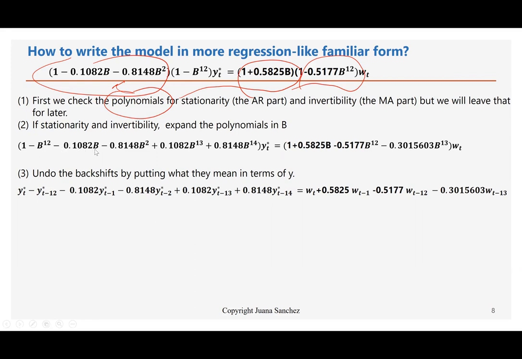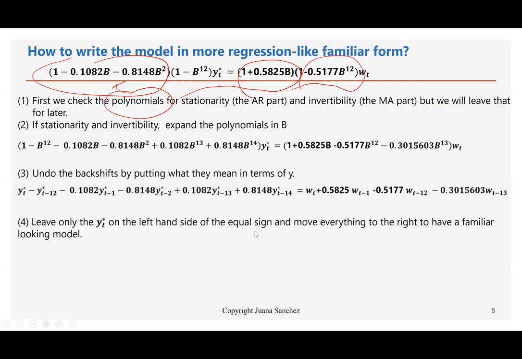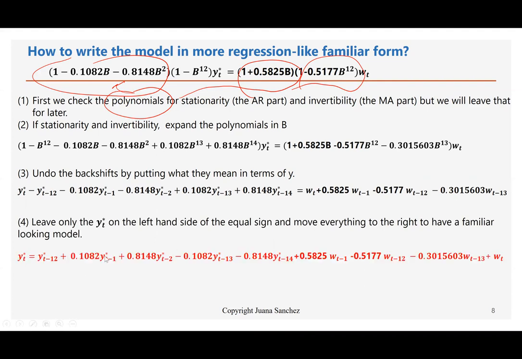Then minus 0.1082 B yt is minus 0.1082 yt minus 1, because the power of the operator is just 1. And so on. If the power of the operator is 2, that will be yt minus 2. If it's 13, it will be yt minus 13. So we do the same very systematically on both sides. On the right-hand side, you are multiplying the coefficients by white noise, right? Once you do that, you leave only the y star t on the left-hand side and move everything to the right-hand side. Okay, so notice how I have now left the y star t.